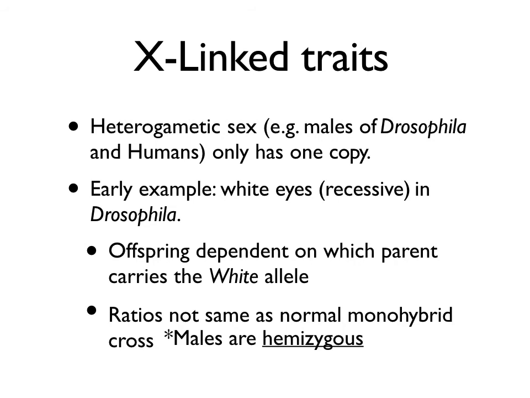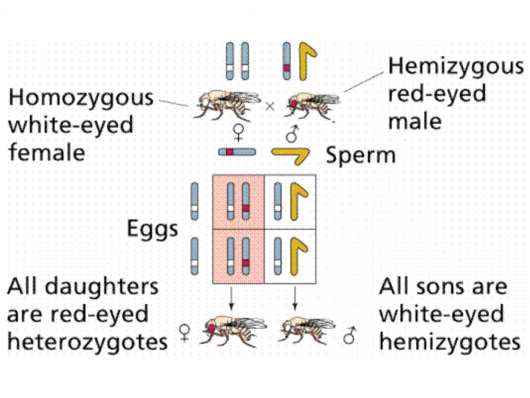For example, in birds, it's completely the opposite. Females are heterogametic, males are the homogametic sex. Okay, so let's look at this example of the inheritance of white eyes, an X-linked trait, in Drosophila.